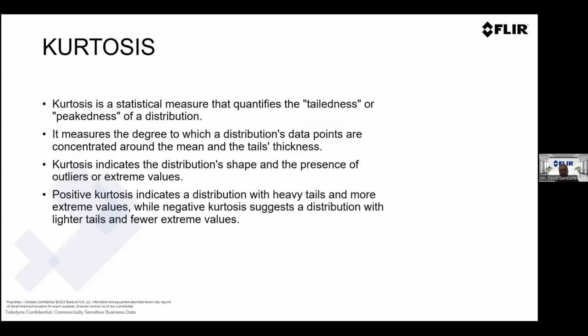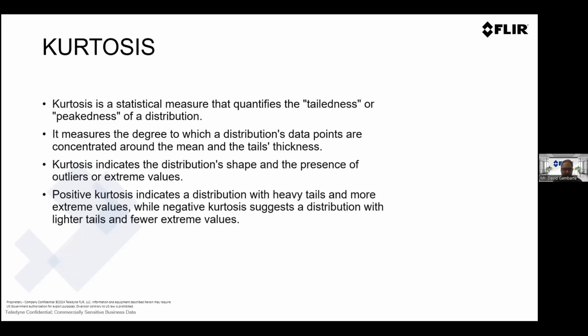Now we move to kurtosis. Kurtosis is a statistical measure that quantifies the tailedness or peakiness of a distribution. It measures the degree to which a distribution's data points are concentrated around the mean and the tails' thickness. This sounds fairly complex; we can reply in the chat to questions later on, or along the way, if you have any more questions. I understand that you might need to play a little bit with the camera in order to understand, but we will try to help you as much as possible on this.